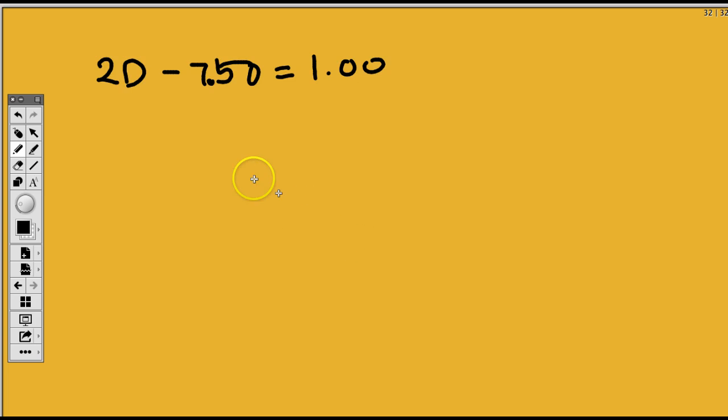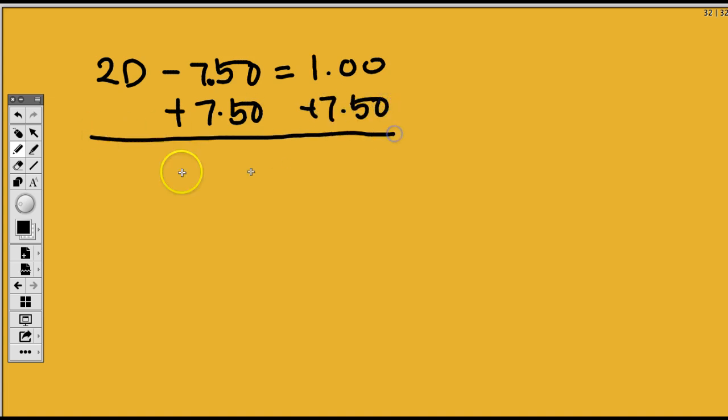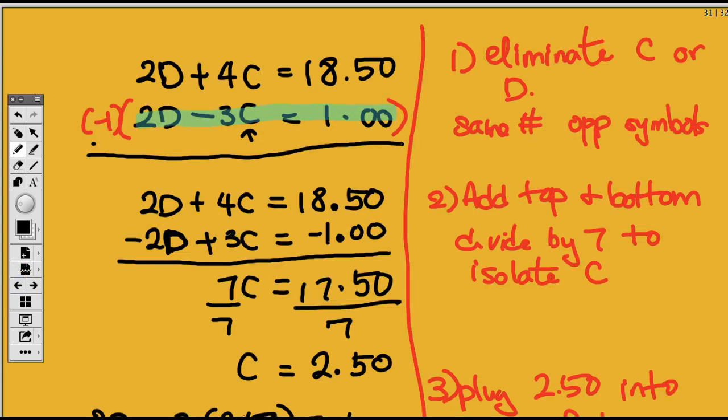Okay, so then now what we're going to do is we're going to go ahead and add 7.50 to both sides because we're going to have to figure out how much the dog food costs, right? And so now 2D, because negative 7.50 plus 7.50 is 0, right? So and then when you add them, $1 plus 7.50 is $8.50. I just want to go back and make sure that I'm not making any silly mistakes, right? 2D minus 7.50 is equal to 1. Okay.